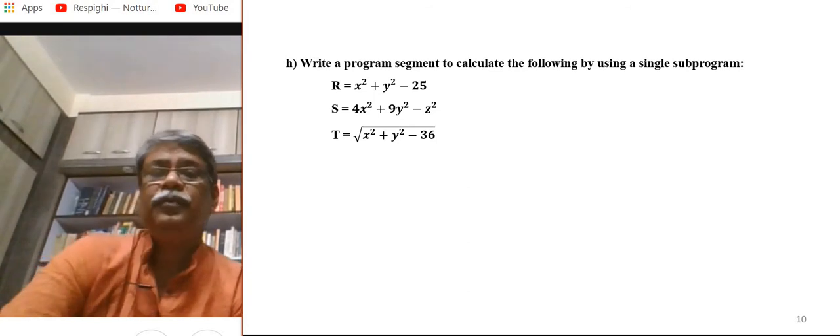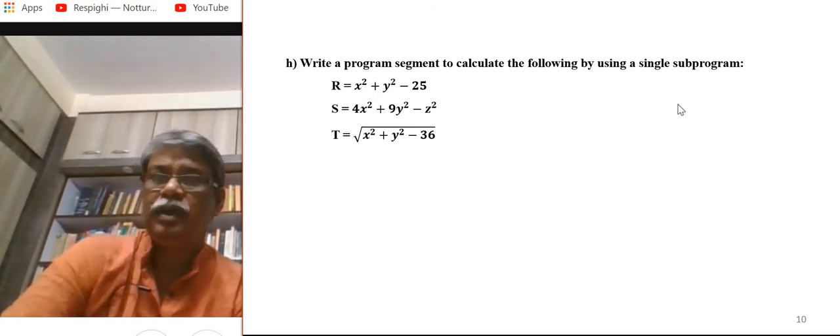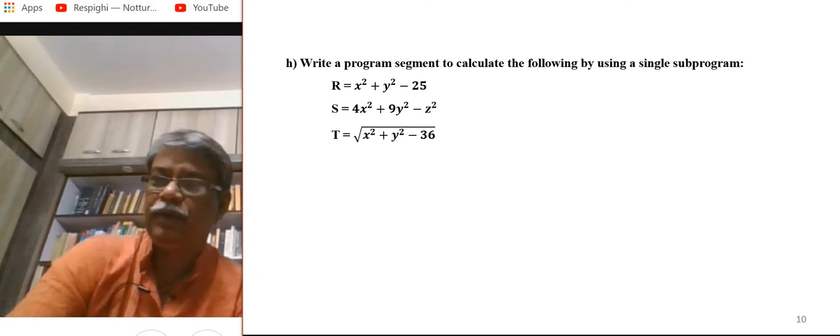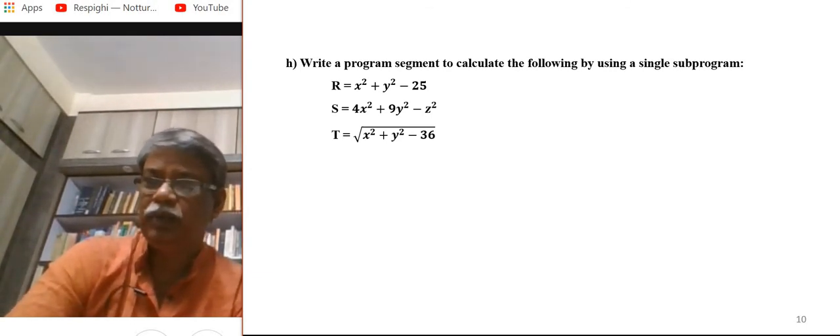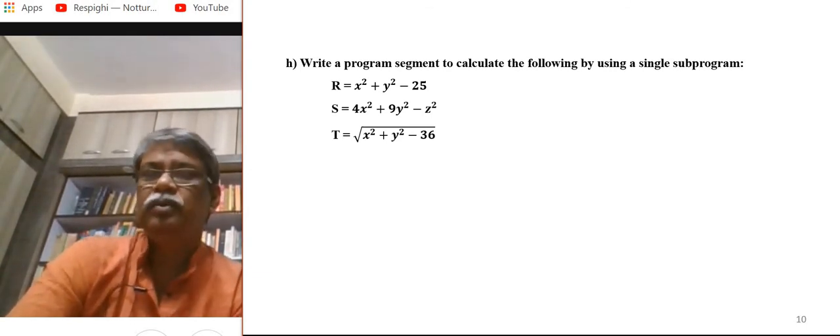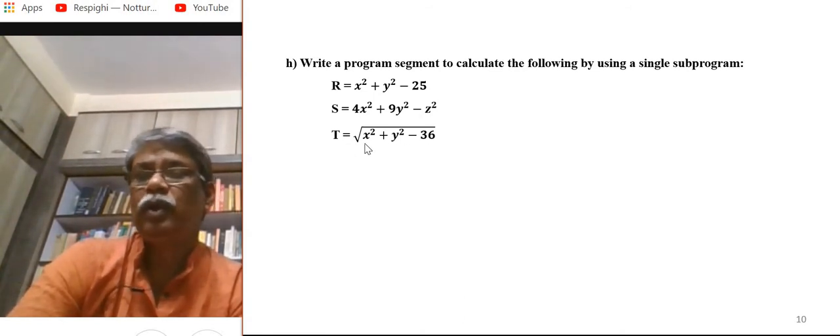Of course, the first thing is that if you are to use a single subprogram, then the job pattern would be the same. Only the inputs and outputs would be different, but the functional form between input and output must be the same. So can you find that kind of similarity out of all these 3? Yeah, because in each case it is x square, y square, minus 5 square, then 4x square plus 9y square minus z square, and here again x square plus y square minus 6 square, and then finally a square root.